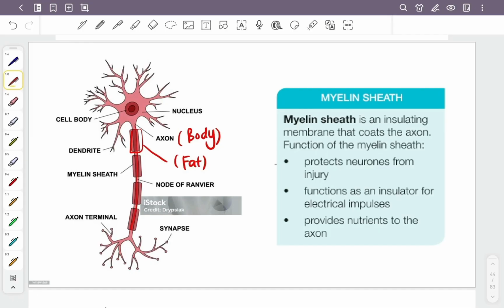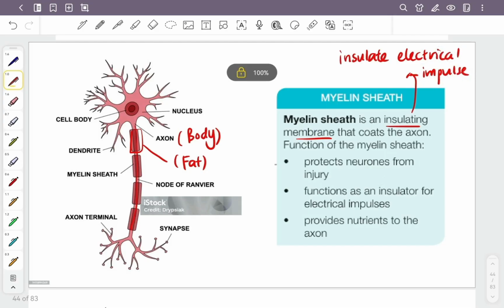Okay, you know our body, right? Our body is being protected by fats. Same here, you have a body, so the fat will protect your body. Okay? So it's an insulating membrane. What does it insulate? It insulates the electrical impulses. Because your nerve impulse is going to be transmitted in terms of electricity, it's electrical impulses. Understand?